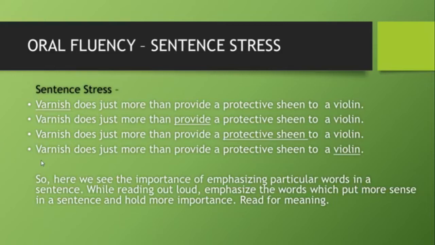Why? Because I think that these words are not as important as protective sheen and violin. This is all about sentence stress. That means in a sentence you need to see where to lay stress, and from where to remove the stress. Basically, emphasizing the meaning or importance of that word.